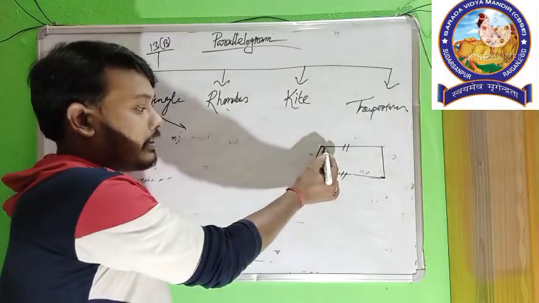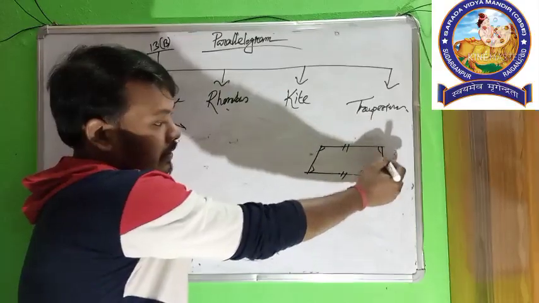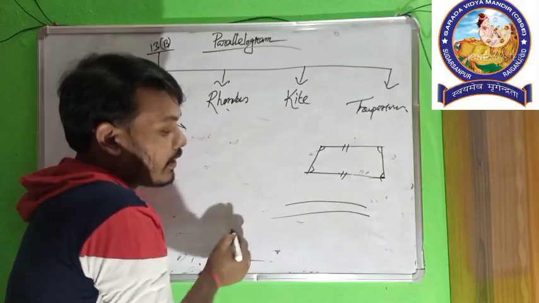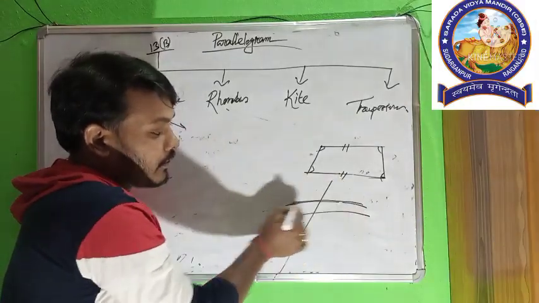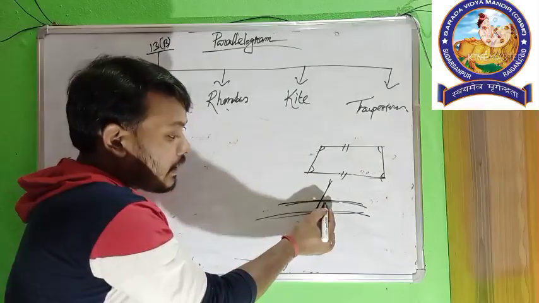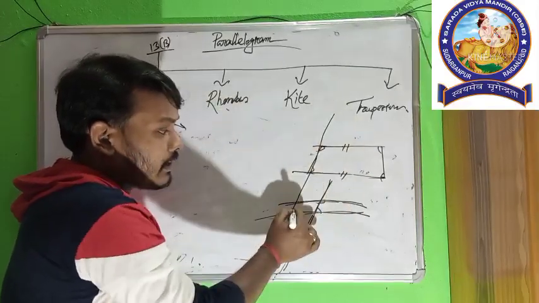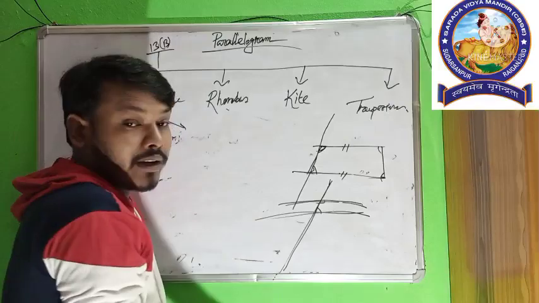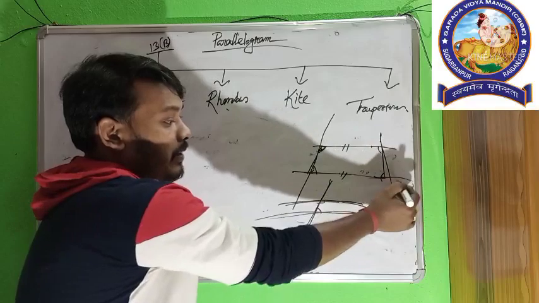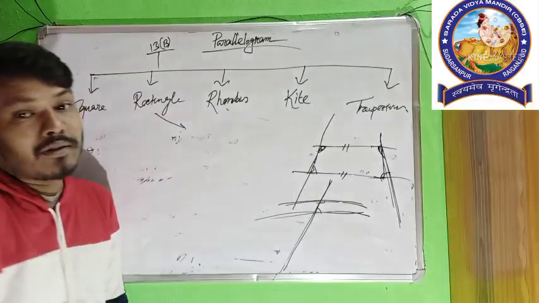This angle and this angle, the sum of these two angles is 180, because these two are co-interior angles. So we know that if two lines are parallel and another line is a transversal, then the sum of co-interior angles is 180. So this line is parallel and this one is a transversal. So these two are co-interior angles, so the sum of these two angles is 180. Similarly, these two lines are parallel and this is a transversal, so the sum of these two angles is also 180 degrees.